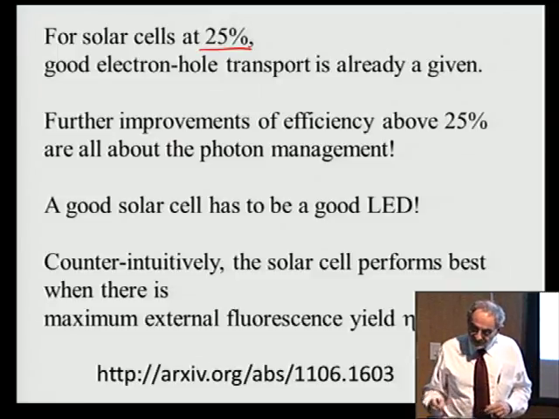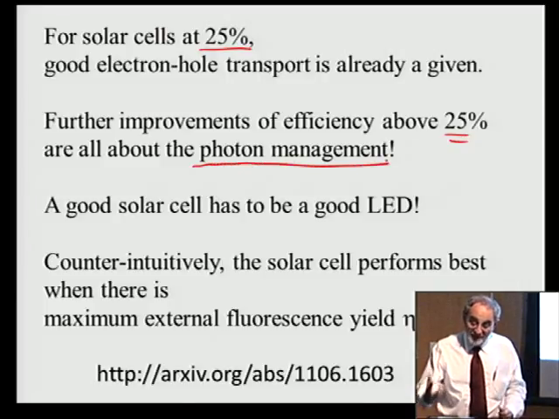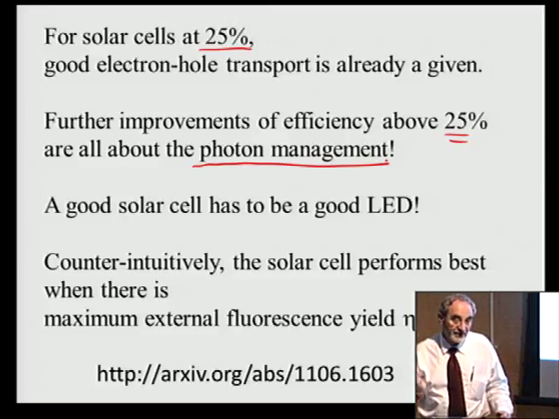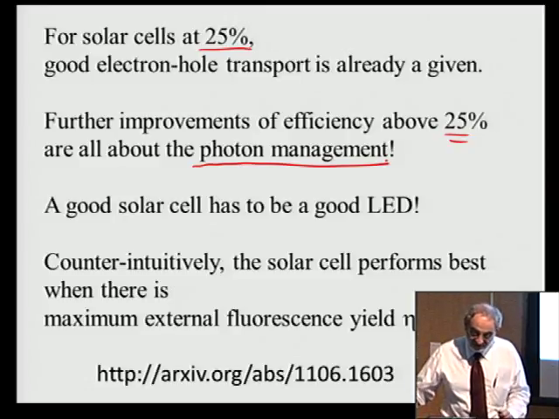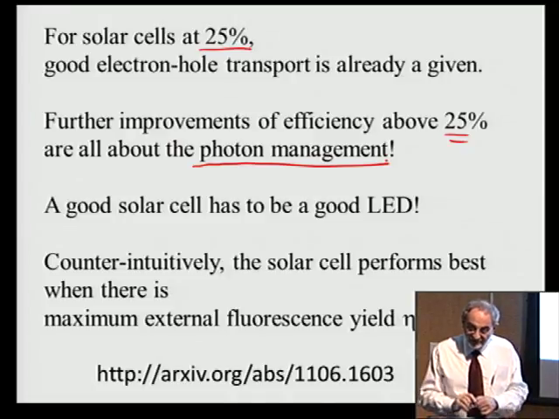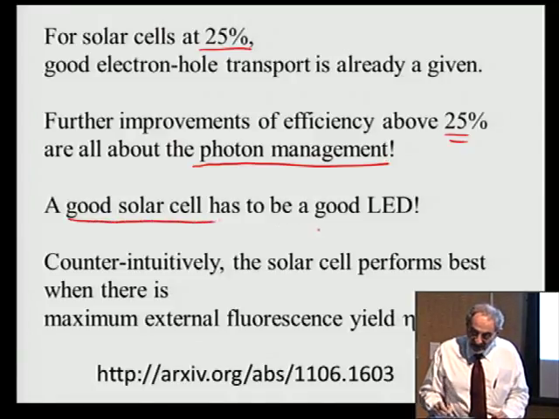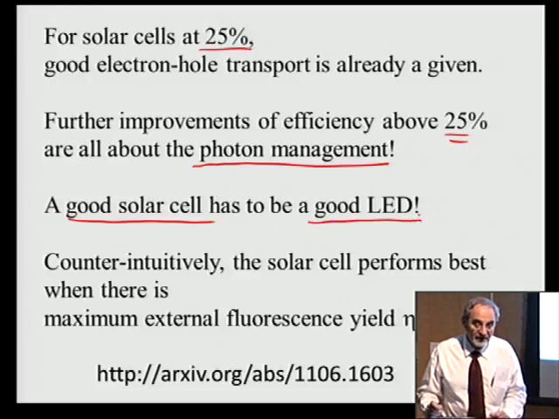And so all of the records above 25% were about photon management internally in the cell, in particular managing the photons to be externally emitted, which requires low parasitic losses, etc. And this leads to a mantra. And the mantra is a good solar cell has to be a good LED. Okay? But it's counterintuitive. People are upset with this.